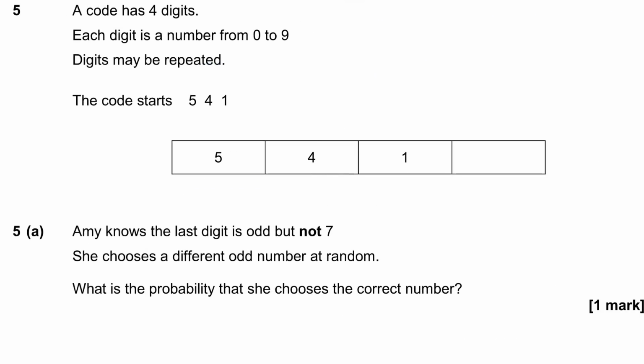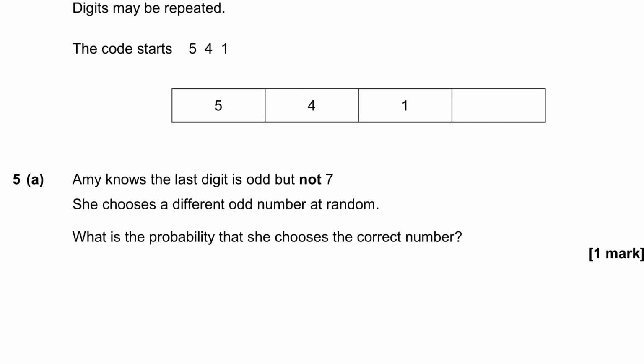Question 5. A code has 4 digits. Each digit is a number from 0 to 9. Digits may be repeated, and the code starts at 5, 4, 1, and there's another digit we don't yet know. Question 5a says, Amy knows that the last digit is odd, but not a 7. She chooses a different odd number at random. What is the probability that she chooses the correct number?